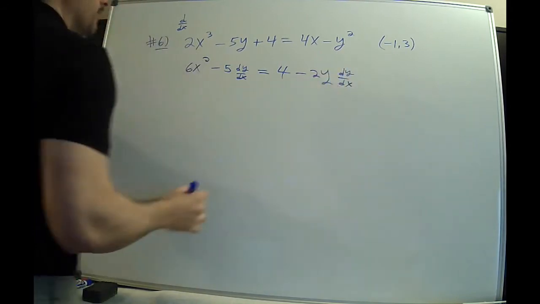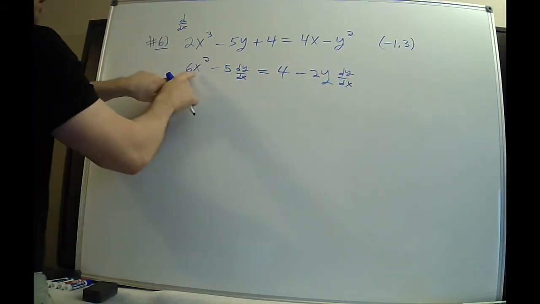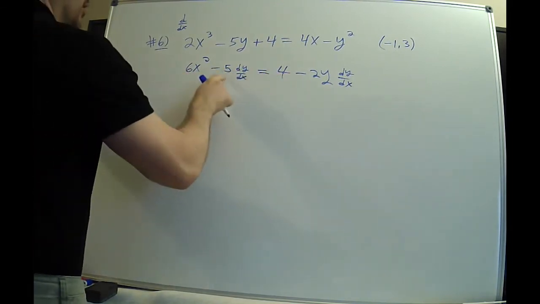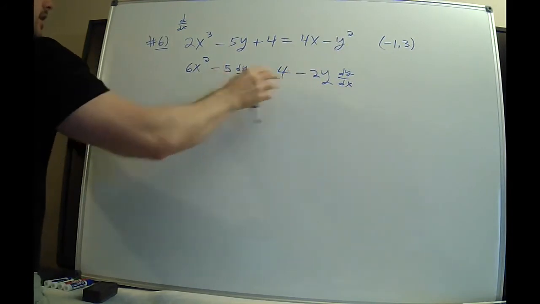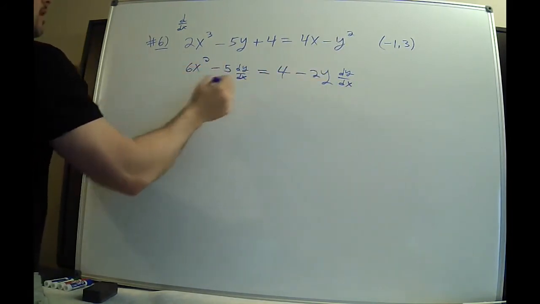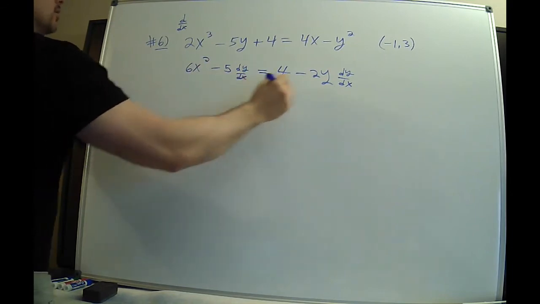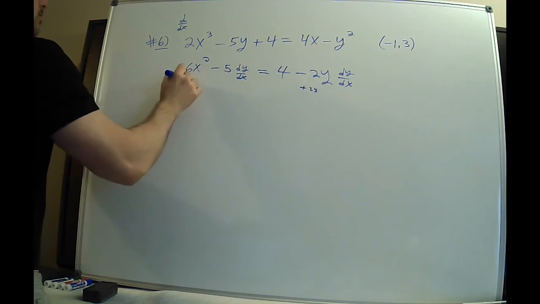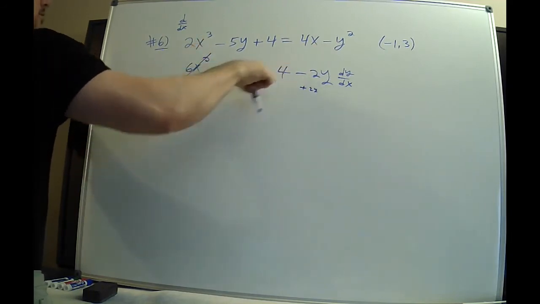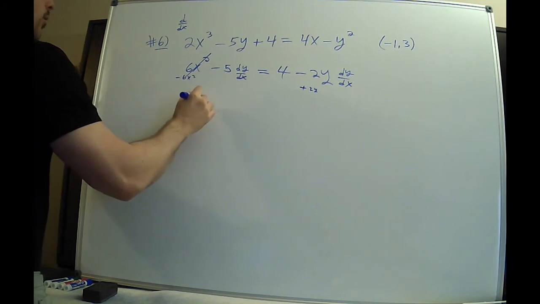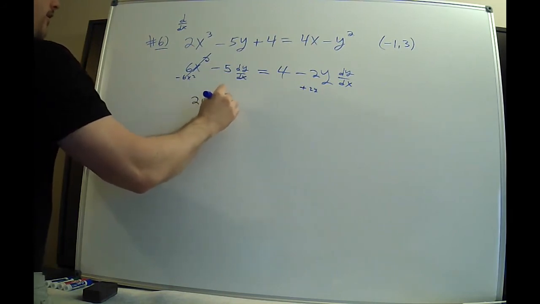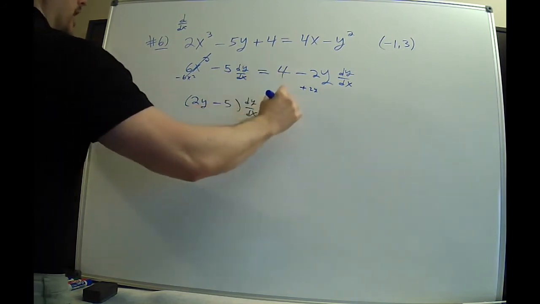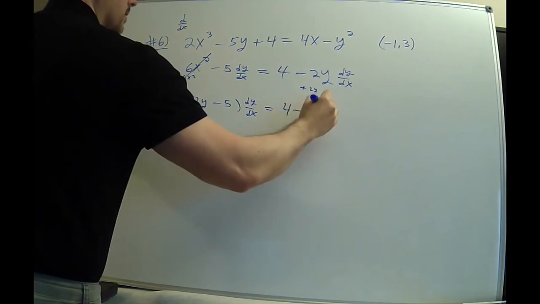Now you have a decision to make. I can move this to this side and then move this to that side, or you can move this to that side. It doesn't matter. I'm going to collect all the y's to this side. So I'm going to add 2y over to this side and cross that out. And then I'm going to subtract the 6x squared from this side and move it over to there. So I'm going to end up with 2y minus 5 dy dx. On the other side, I'm going to have 4 minus 6x squared.